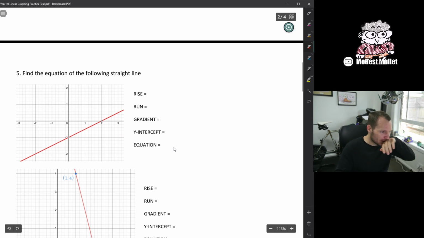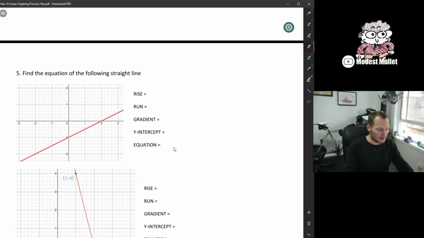Okay, find the equation of the following straight line. And this steps you through it. So this is our linear graphing work now. We want to identify what our rise and our run is. So we just pick 2 points. I'm going to pick there and there.